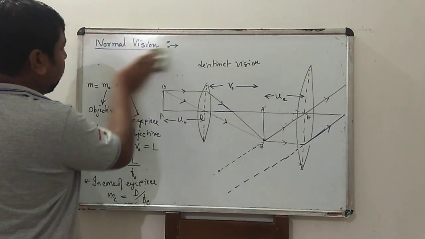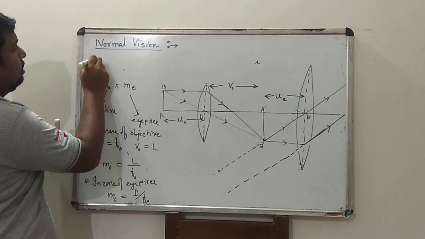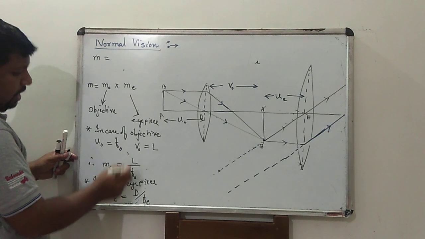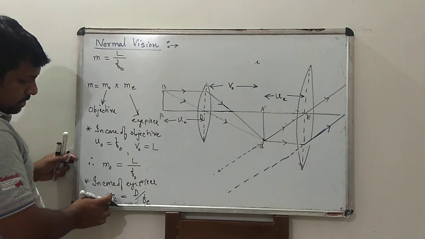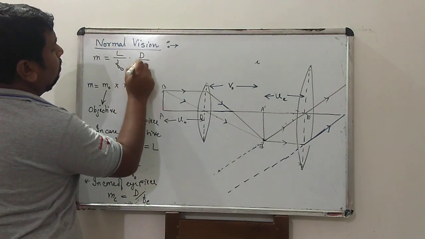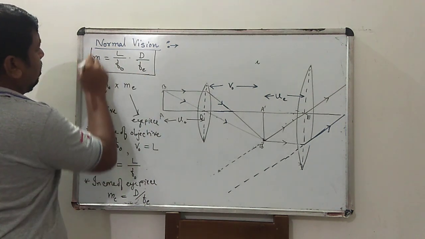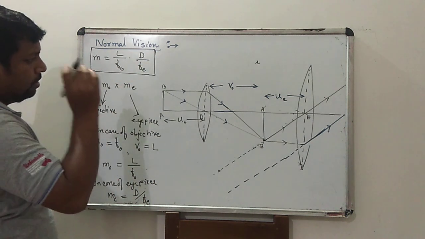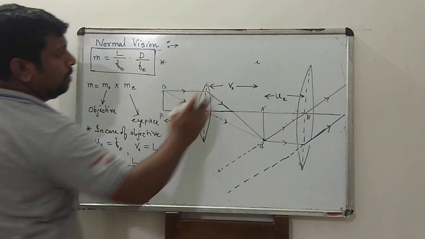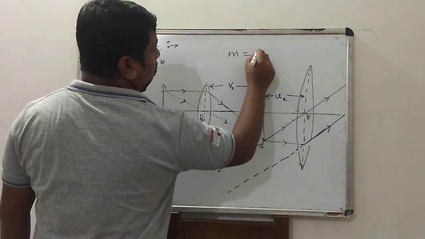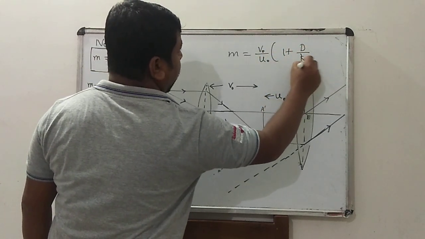Therefore, the total magnifying power for normal vision becomes m equal to m naught into m e, that is L by f naught into d by f e. So this is the magnifying power of the compound microscope for normal vision. And the other formula is m equal to v naught by u naught into 1 plus d by fe.